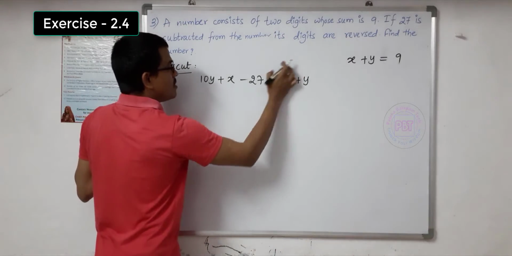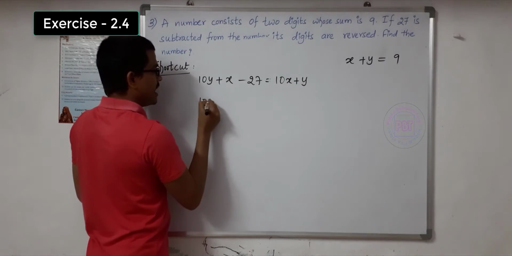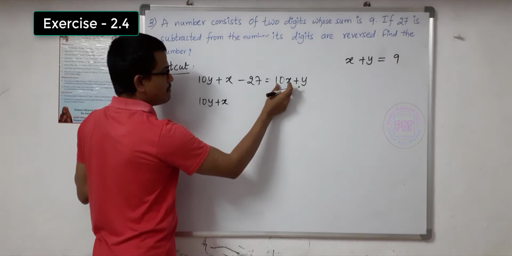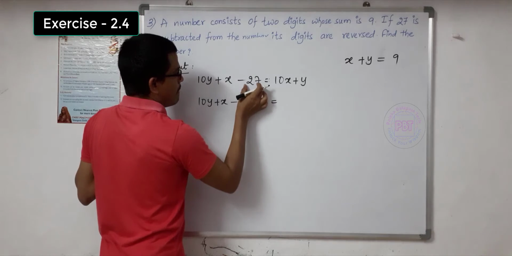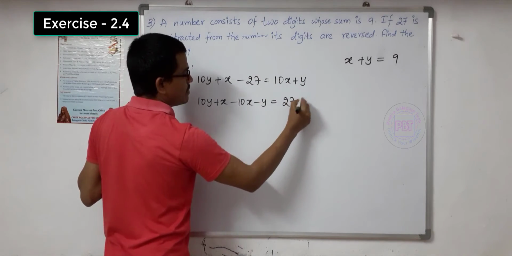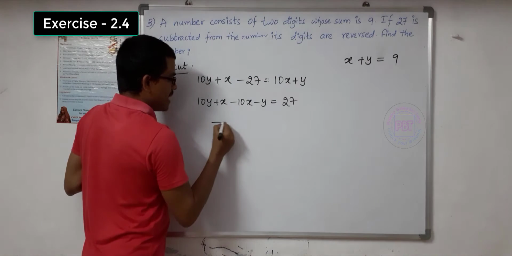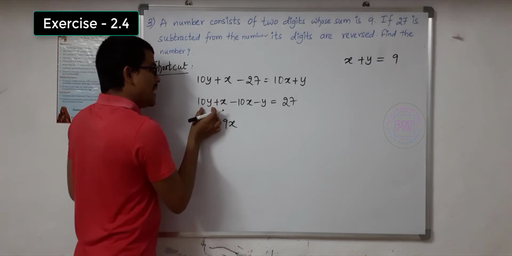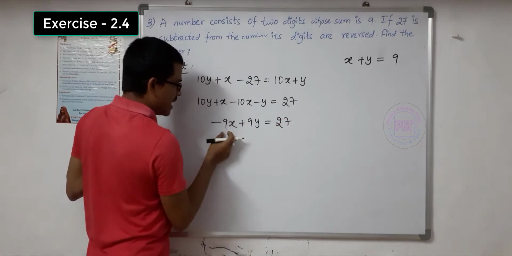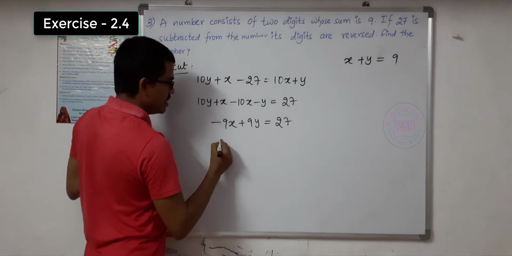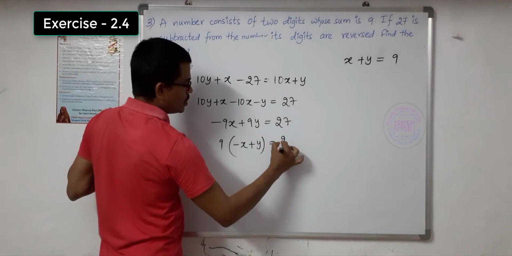I am going to transpose these two terms to the left hand side and the constant to the right hand side. Then 10y plus x, this plus 10x becomes minus 10x, plus y becomes minus y, which is minus 27 becomes plus 27. Now if you observe here, plus x minus 10x is minus 9x. Plus 10y minus y is plus 9y, which is equal to 27. We can take 9 as common here, isn't it? Yes, I am taking 9 as common. So minus x plus y equal to 27.